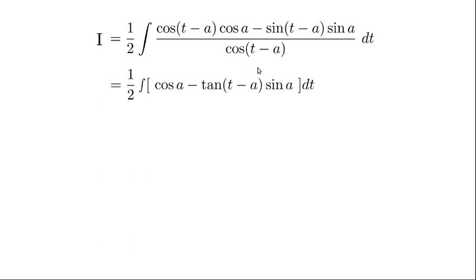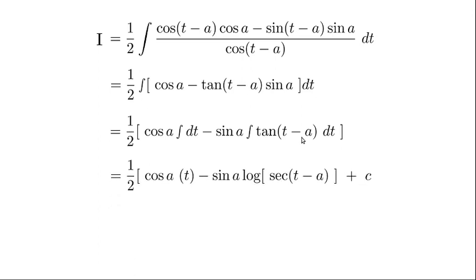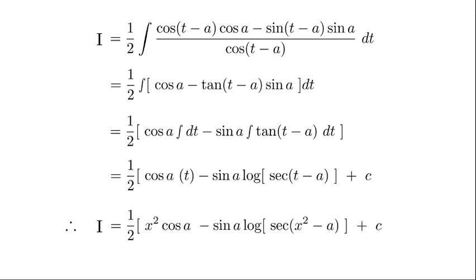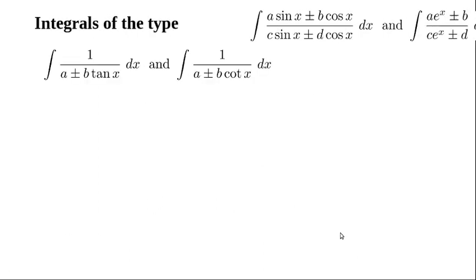And now take this integration sign inside the bracket, so it gives you half integration of cos a dt minus sin a integration of tan(t − a) dt. Integration of dt is t, and integration of tan(t − a) is log sec(t − a). And now put back the value of t as x², so it gives you half x² cos a − sin a log sec(x² − a) + c.